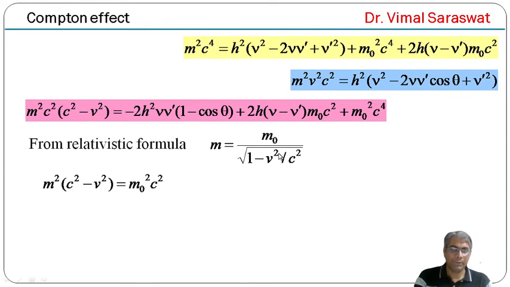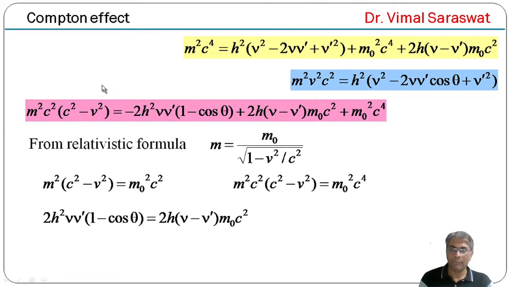Now we cross multiply this equation, and also on squaring we get m² into 1 minus v²/c² equal to m₀². On taking c² LCM, we get m² into (c² minus v²) is equal to m₀²c². And if we multiply this equation with c² on either side, then we get m²c², and in bracket c² minus v², is equal to m₀²c⁴.